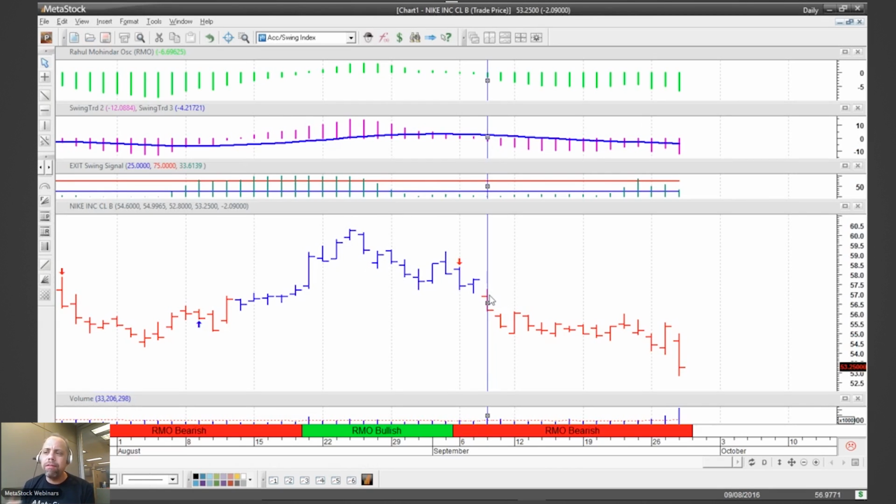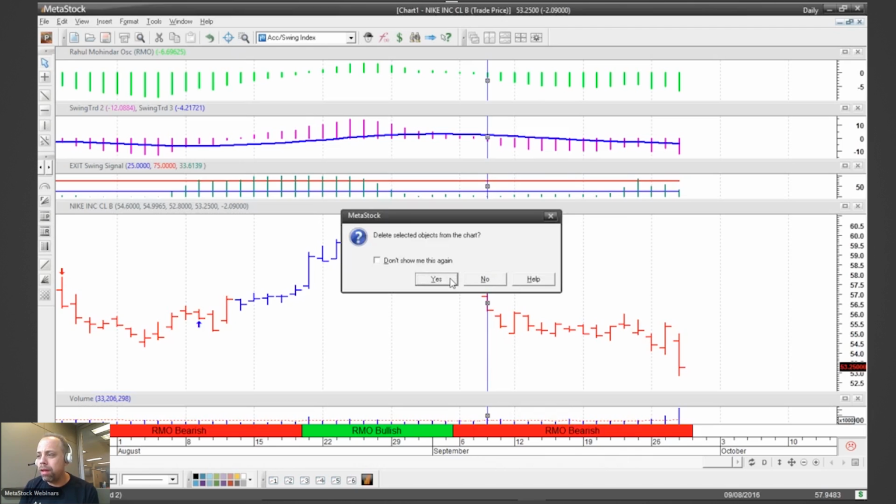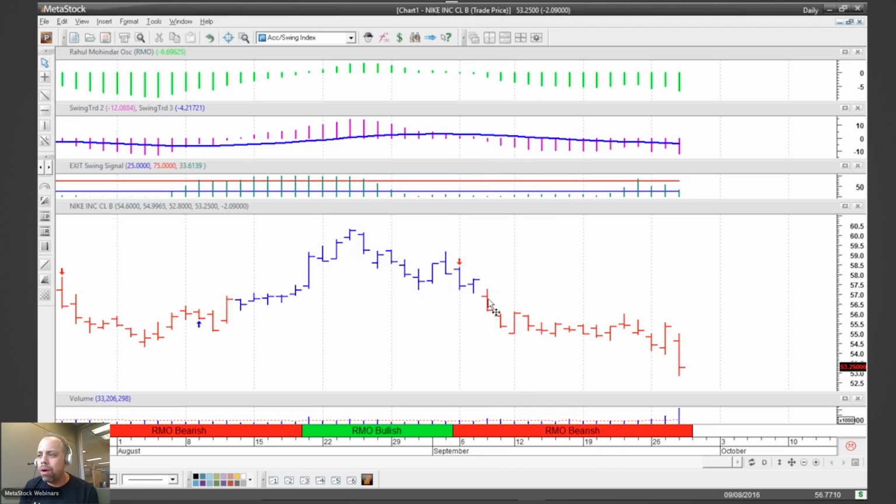The way we would trade this, according to the way Rahul does it, is he wants one more confirmation. So on the day where everything lines up, I'm going to delete this vertical line so I can make some room for some horizontal lines. Now everything's lined up, and we are ready to take a short position.